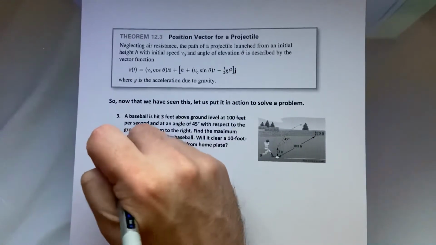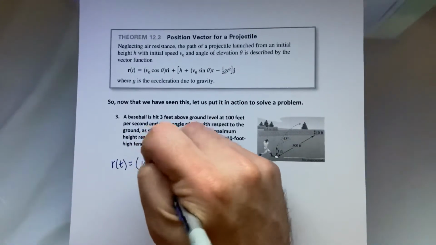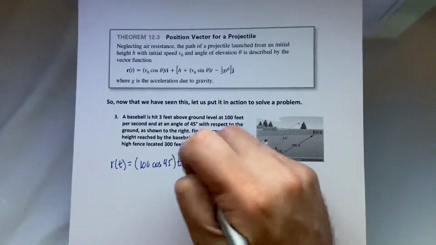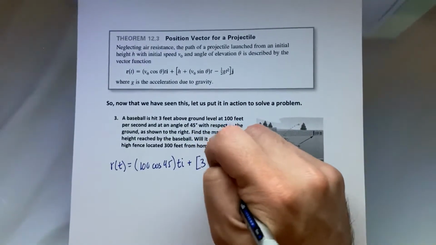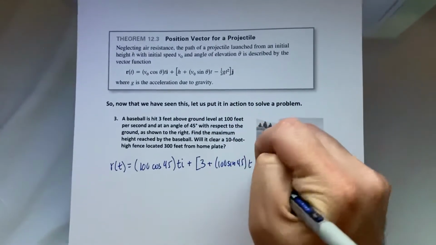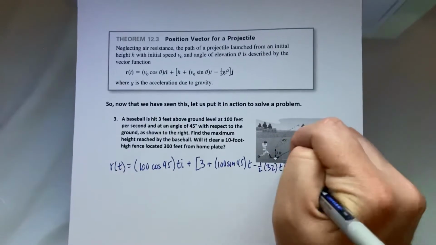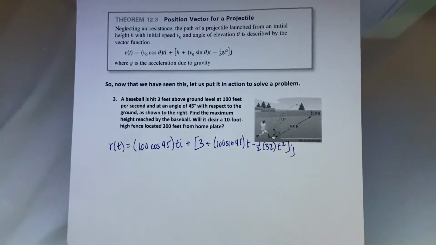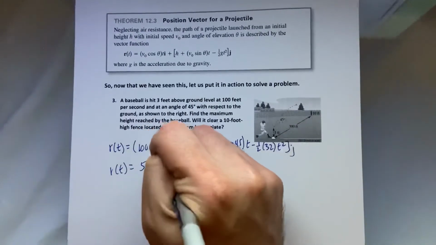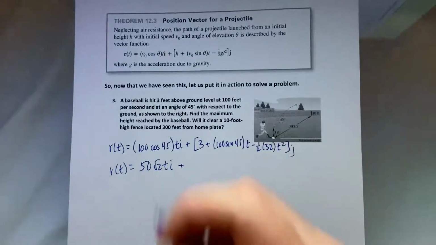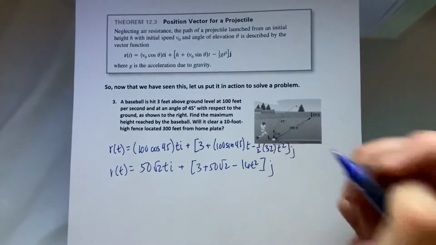So let's substitute in. r of t equals, it's a 45-degree angle, the speed is 100, so this should be 100 times the cosine of 45, t i, plus the initial height is 3 plus 100 sine of 45 t minus 1/2 g, in this case 32, t squared because we're in feet, j. Now 100 cosine of 45 is 100 times root 2 over 2, so that's 50 root 2 t i plus, this is going to be 3 plus 50 root 2 t minus 16 t squared j.